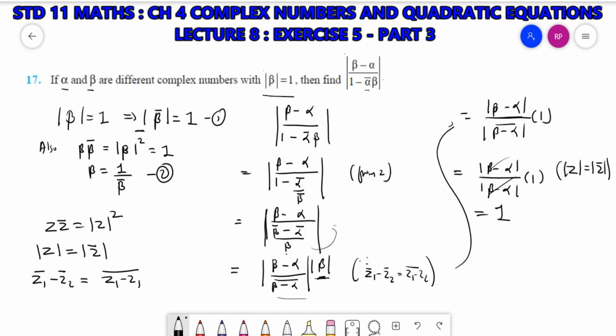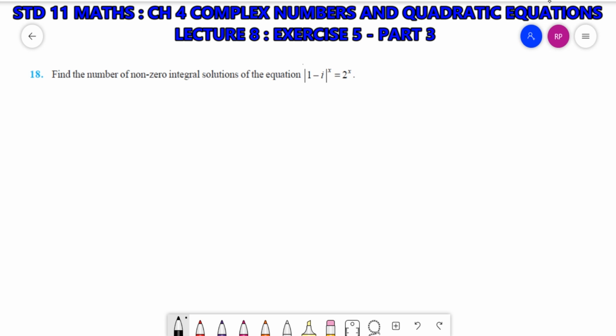Now let's move to the next, that is question number 18. Find the number of non-zero integral solutions of the equation (1 minus i) raised to x equals 2 raised to x. Let's start. The modulus of (1 minus i), whole raised to x, is equal to 2 raised to x. The modulus of 1 minus i is the square root of 1 squared plus (minus 1) squared, whole raised to x, equal to 2 raised to x.